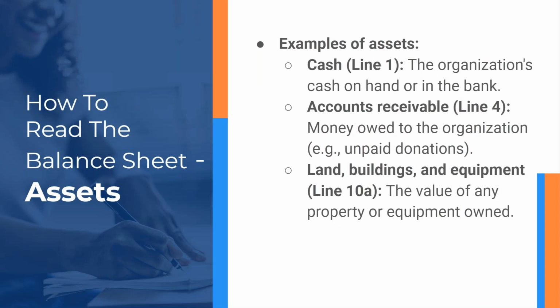Examples of assets could include the organization's cash on hand or in the bank, money owed to the organization, such as unpaid donations, land, building, and equipment, which would be the value of any property or equipment owned.